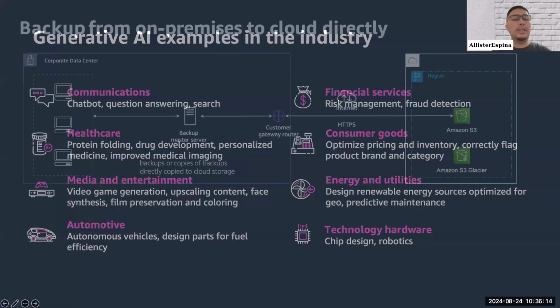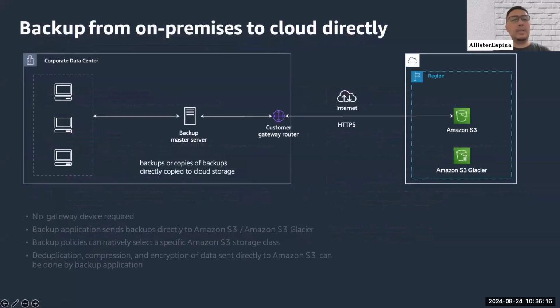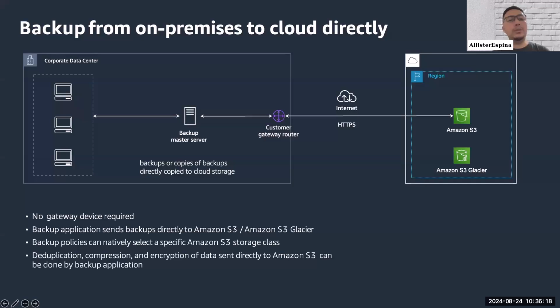Okay, Gen AI. So now let me share an example use case of using backup to the cloud directly from on-premises. So let's say you have servers, and then you have a backup server on-premise.